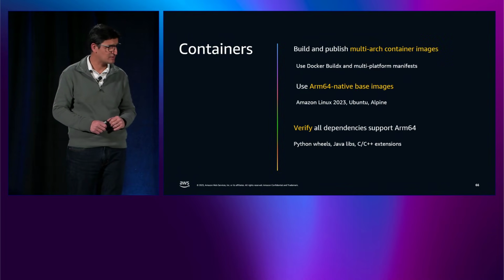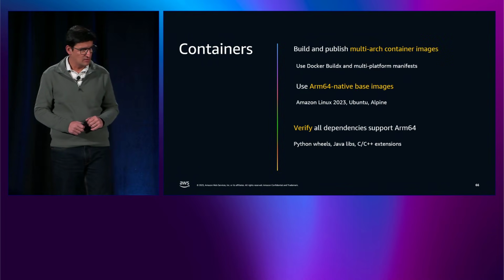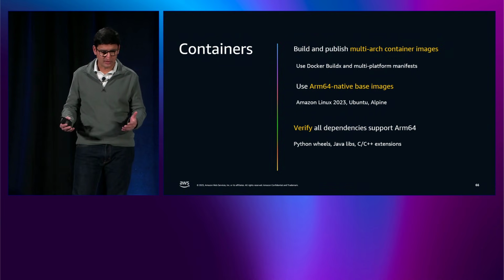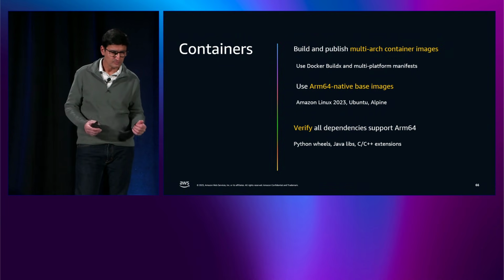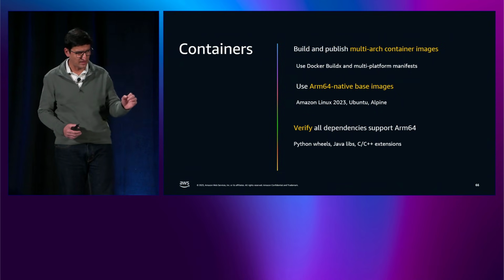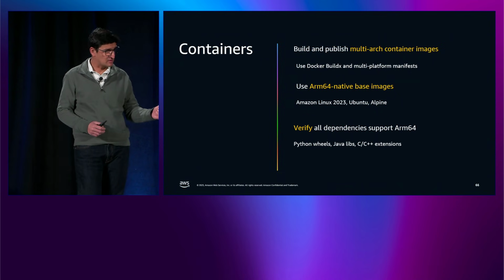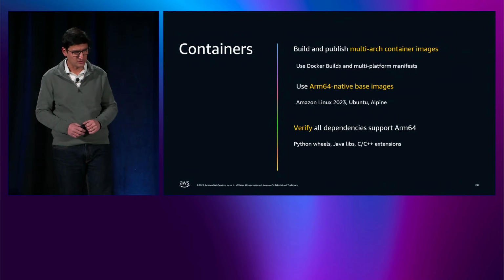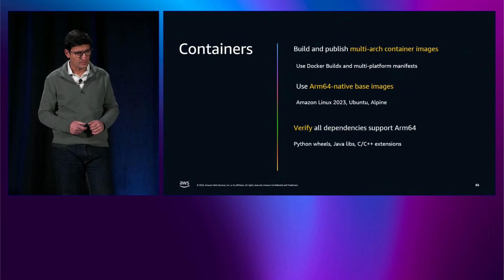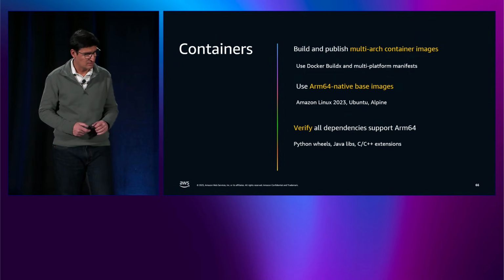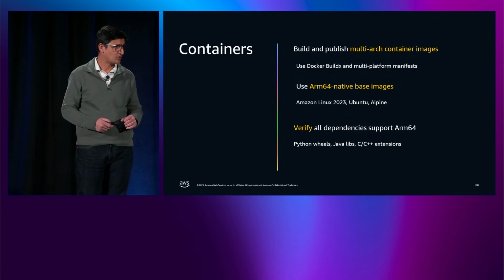We talked about containers earlier. They can help you build and publish multi-architecture container images. The key is to build ARM64 native images. You can also use Docker buildx to build those multi-architecture builds. And here again, verify all the dependencies and make sure that they support ARM64.